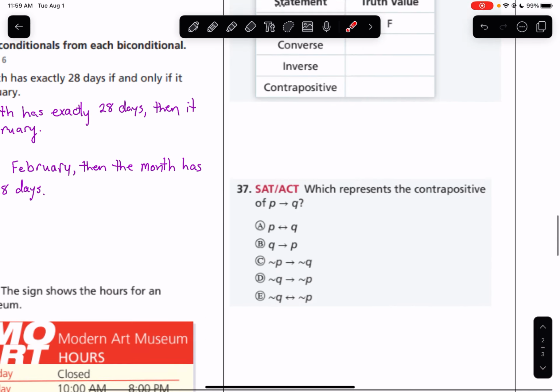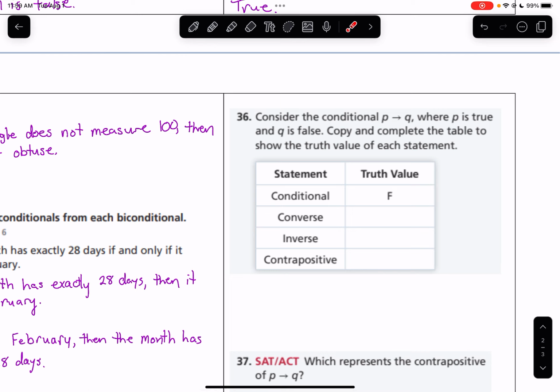Who has any idea? Number 36, consider the conditional if P then Q, where P is true and Q is false. Copy and complete the table to show the truth value of each statement. So if the hypothesis is true and the conclusion is false, then that means the conditional is false, of course. If the conditional is false, its contrapositive is also false because those have the same truth value.